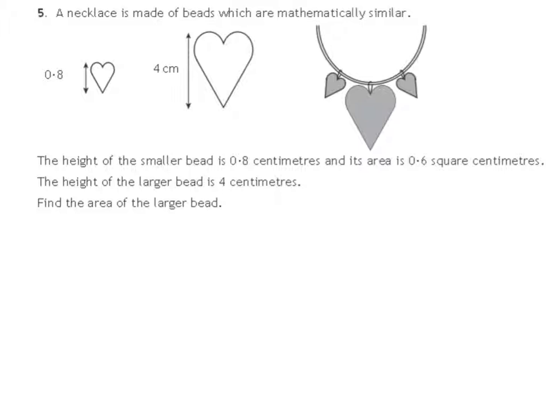This is question number 5 in the calculator section. A necklace is made of beads which are mathematically similar. The height of the smaller bead is 0.8 centimetres and its area is 0.6 square centimetres. The height of the larger bead is 4 centimetres. Find the area of the larger bead. Now, since we are talking about area, we will need to square the scale factor when we carry out this calculation. We are looking to find the area of the larger bead, so that means we're going to multiply the area of the smaller bead, which is 0.6 square centimetres. So we're going to multiply that by the scale factor squared.